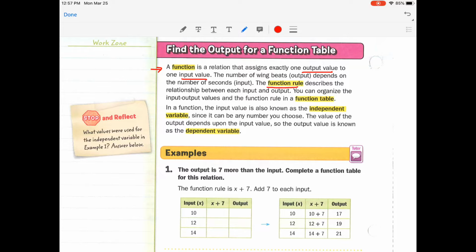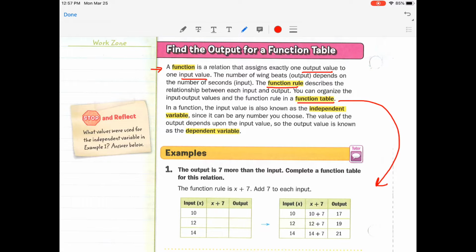The function rule describes the relationship between each input and output. So, for example, when we are multiplying by 52, that's because in 1 second that hummingbird beats its wings 52 times. So when we wanted to find how many it did in 2 seconds, we multiplied 52 times 2. So that was our rule. It was our seconds times 52. All right, and we can organize this in a table, which is what you see right down here.